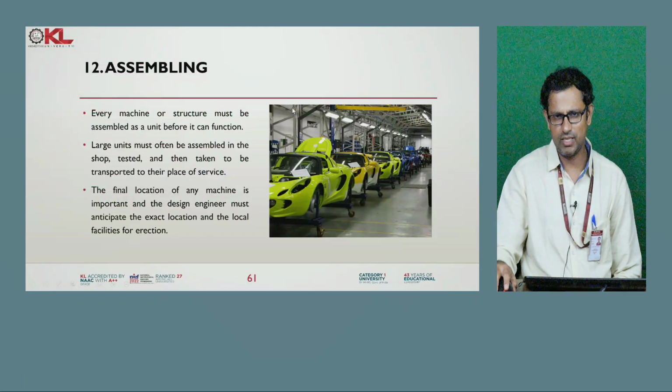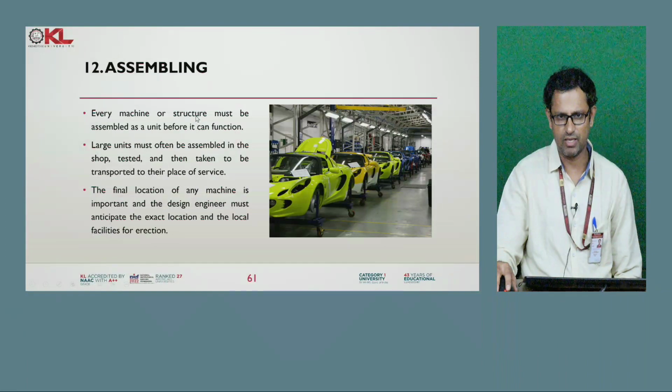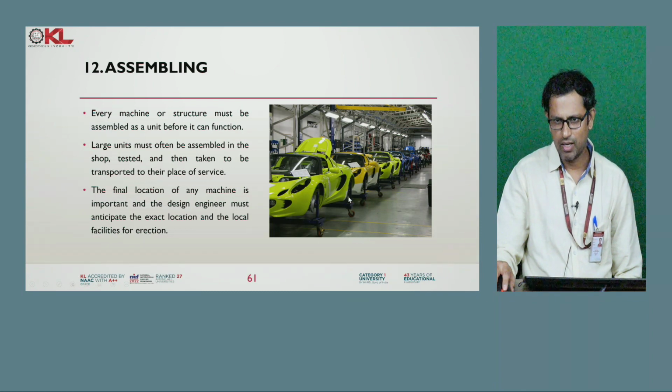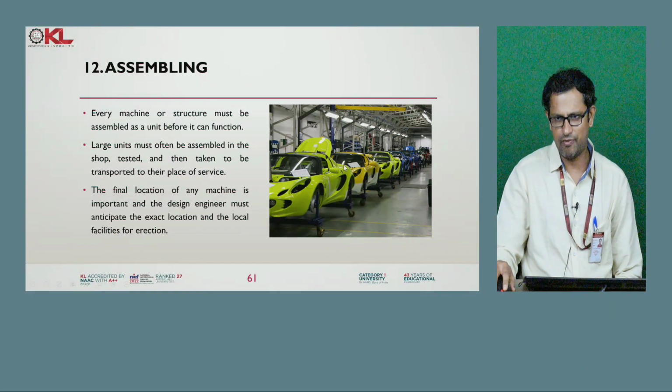And the last parameter is that you have to take the assembly parameters also, because we know that every machine or structure must be assembled as a unit before it can function. See here the car, because we will be fabricating the car's individual parts at different shop floors, and once all the different components are fabricated, then we have to assemble them as a unit before coming to the actual functioning purpose.